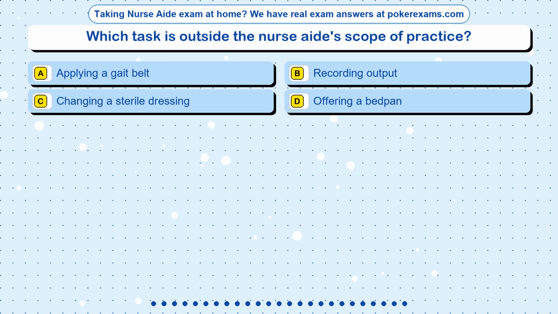Question 21. Which task is outside the nurse aide's scope of practice? Option A, applying a gait belt. Option B, recording output. Option C, changing a sterile dressing. Option D, offering a bedpan.